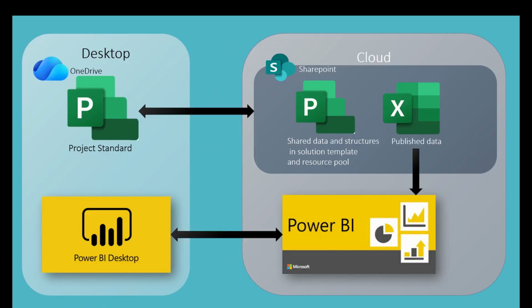The solution is based on tools you already know well: Project Standard, Excel, SharePoint, OneDrive, and Power BI. Shared resources, calendars, customized views, and custom fields for tasks and resources are taken care of with the solution template and the resource pool. So you can continue creating and maintaining schedules in Project Standard. Then the project information is published into Excel spreadsheets that are read by Power BI. Note that the project custom fields you need are best taken care of in a SharePoint list.